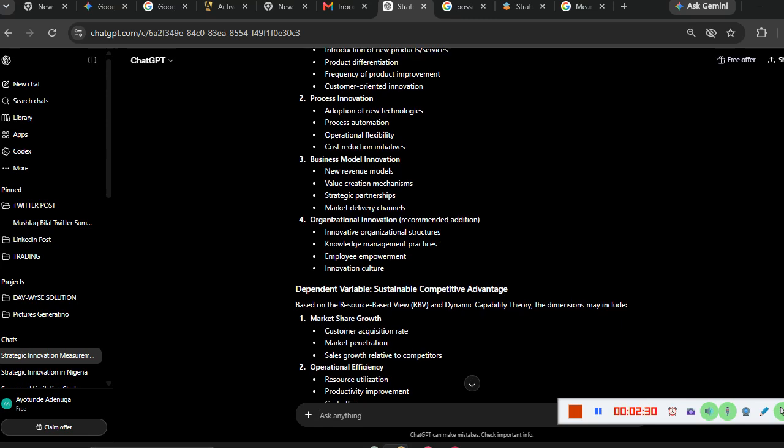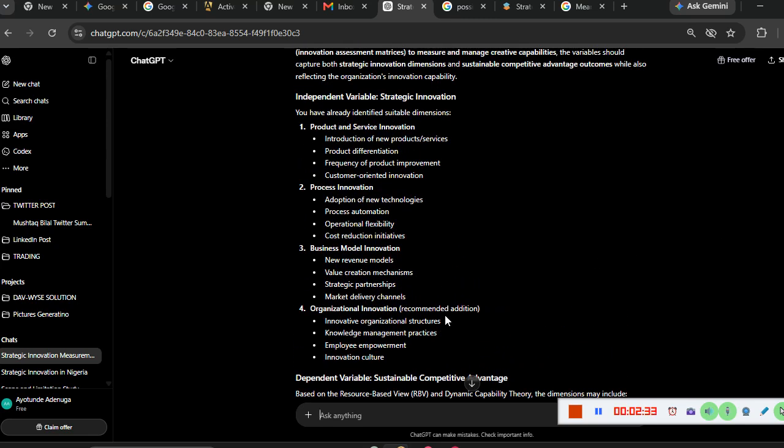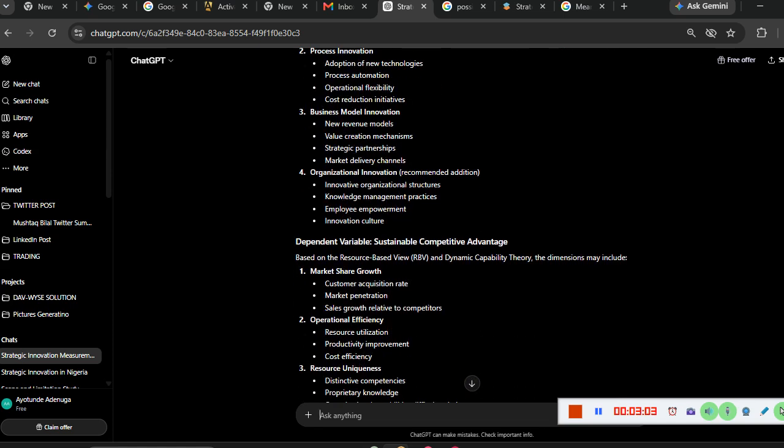So you can see, in fact, it's just as if it copied the variables that we used in chapter one. So somehow we are still in line, right? And I didn't carry out research on identifying the research gap earlier. I just picked them, right? And as you can see, it's products and service innovation, product differentials frequency, then adoption, then dependent on market share growth.